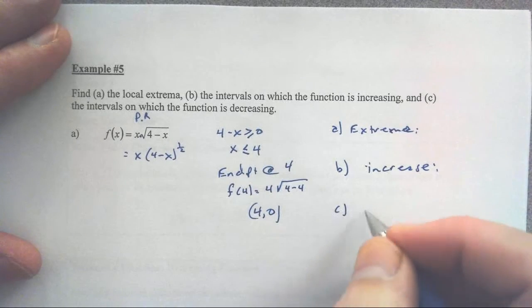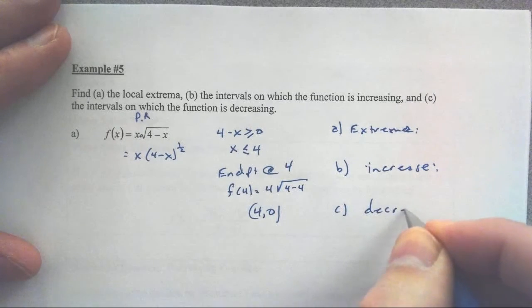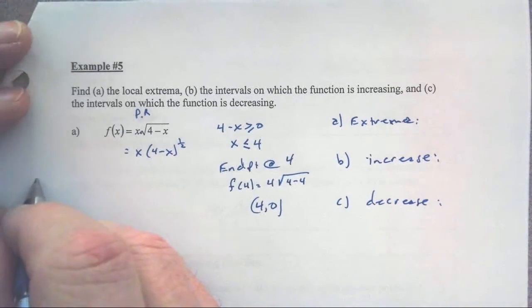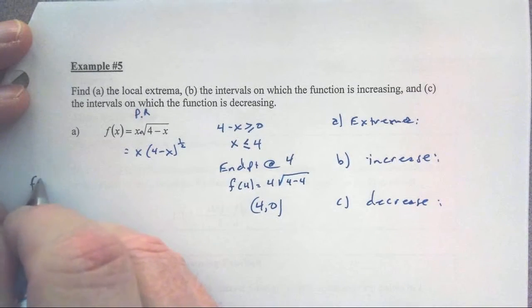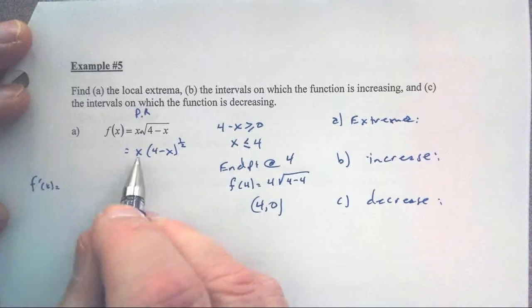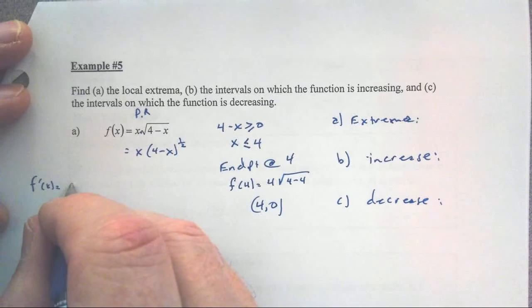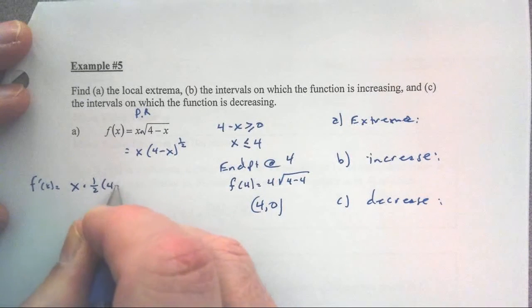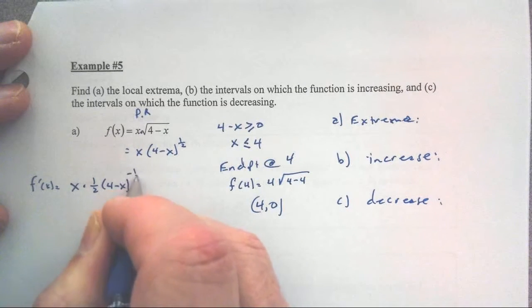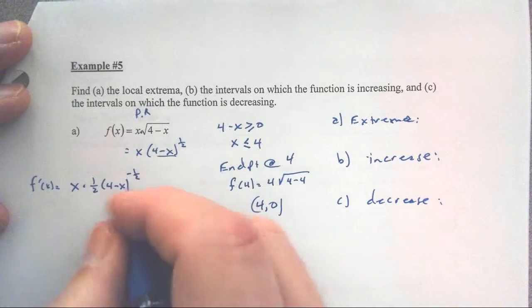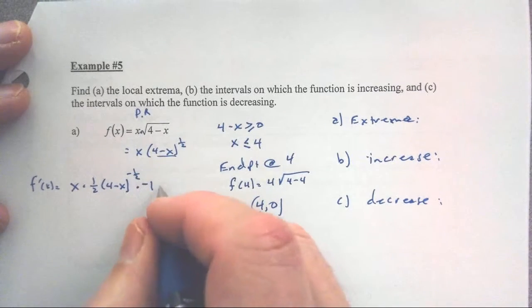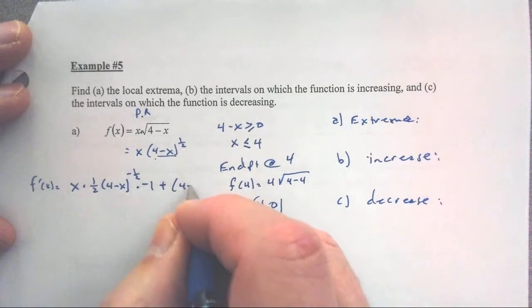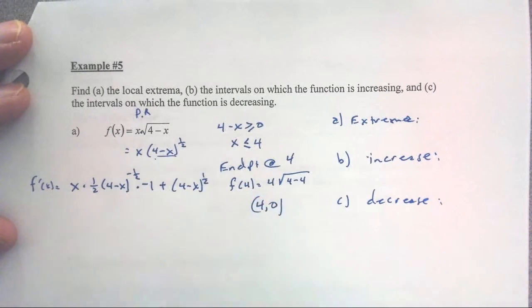And C, intervals of decrease. And we may need some room here. Okay, so very, very carefully, we're going to go through our product rule. F prime of x is first times derivative of second: 1/2 times 4 minus x to the negative 1/2 times the inside derivative, times negative 1, plus the derivative of the first times 4 minus x to the 1/2.